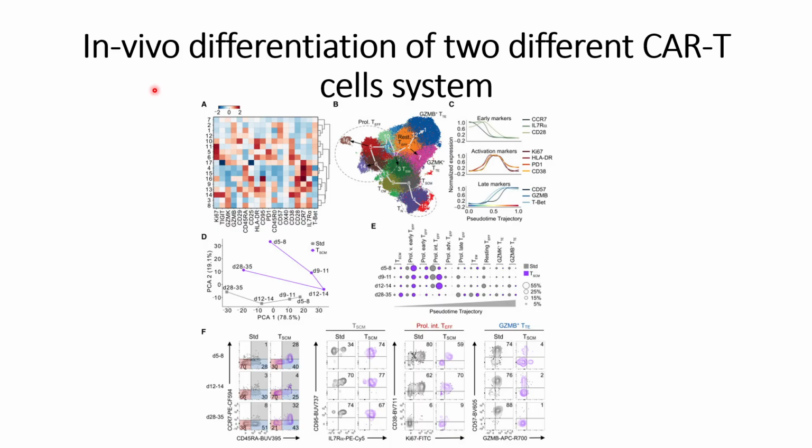In this video we will discuss the in vivo differentiation of two different CAR T cell systems. Here, they took these CAR T cells from the two different cohorts and ran those samples in flow cytometry with 23 different panels. These panels consist of early markers, activation markers, and late markers.